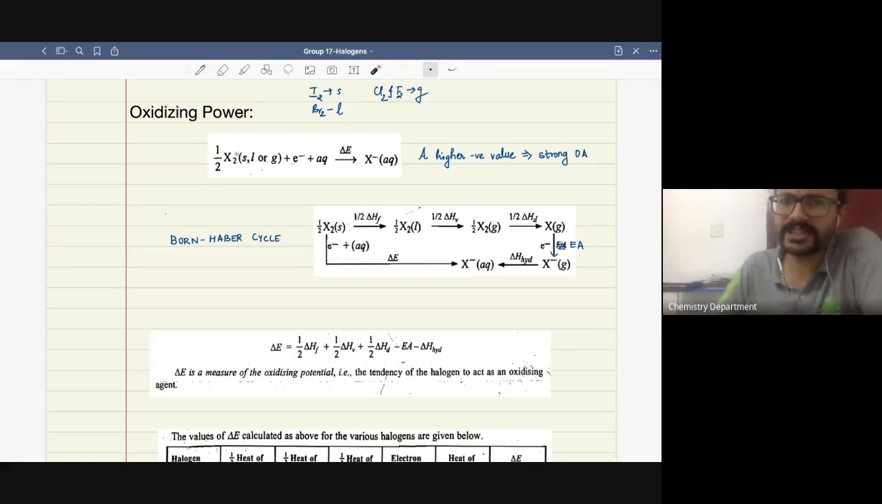I have written a general equation here where X2, when it accepts electron, it forms the corresponding X minus. So this value, that is the enthalpy change happening for this reaction, will give me a brief idea about the oxidizing power of the corresponding halogens. Okay, so how can I know this particular value? There is no table that gives me directly these values. Okay, so I need to find it using some other method.